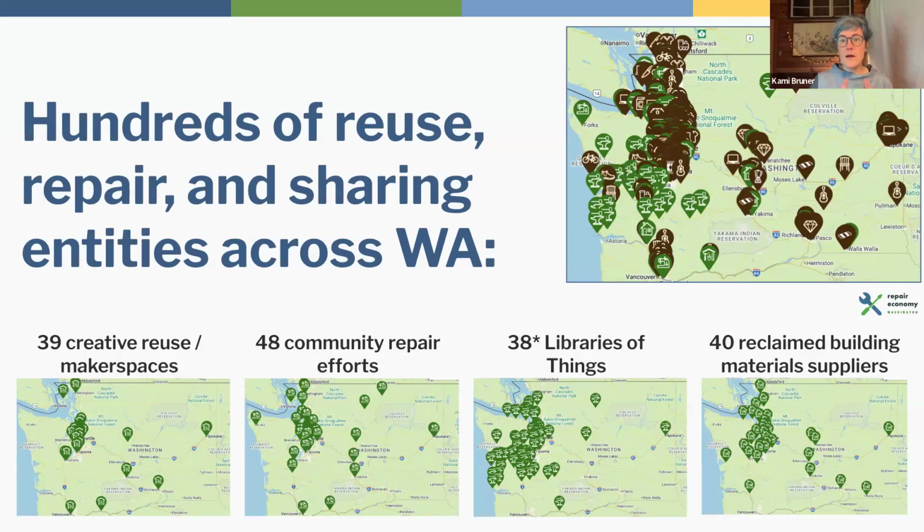But yeah, so how do each of these entities demonstrate what we're doing? We've got our creative reuse and maker spaces. We've got our community repair events, libraries of things, and reclaimed building materials. So it's a lot happening, and it's just a fraction of what probably is happening. These are only the known entities. So imagine if we could actually track all of that activity. Whoa. Okay, next slide.